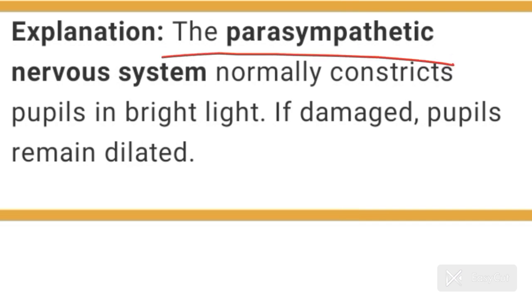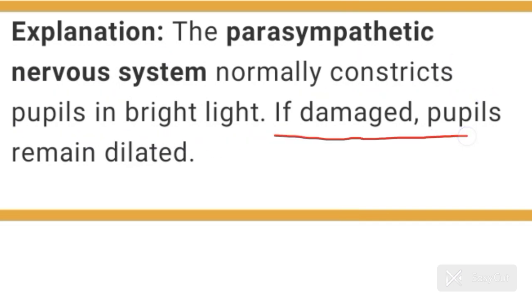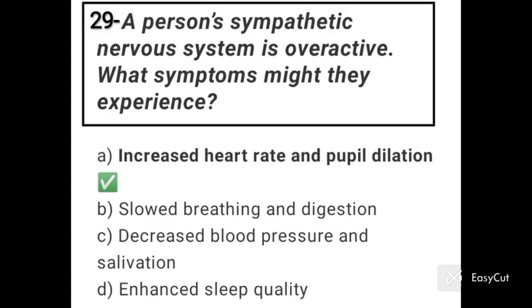The parasympathetic nervous system normally constricts the pupil in bright light. If the parasympathetic nervous system is damaged, the pupil remains dilated. Question number 29. A person's sympathetic nervous system is overactive here. What symptoms might they experience?